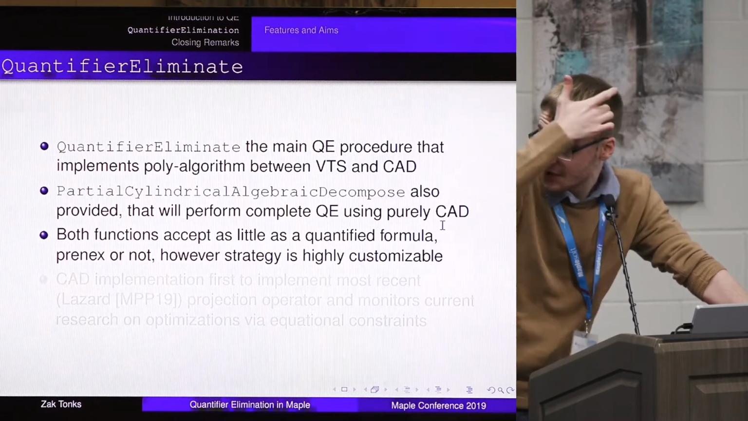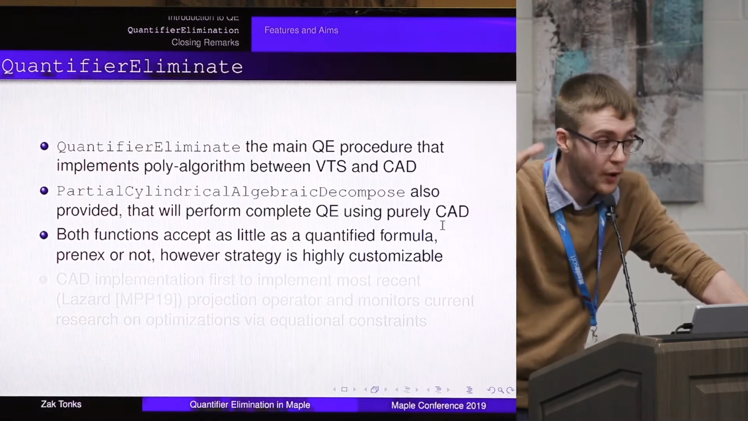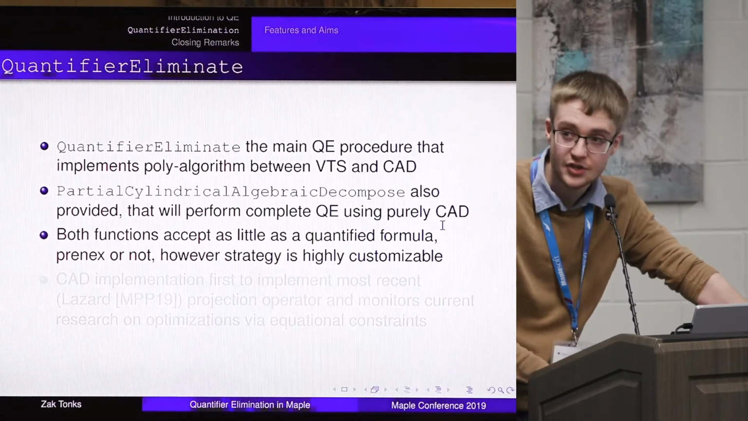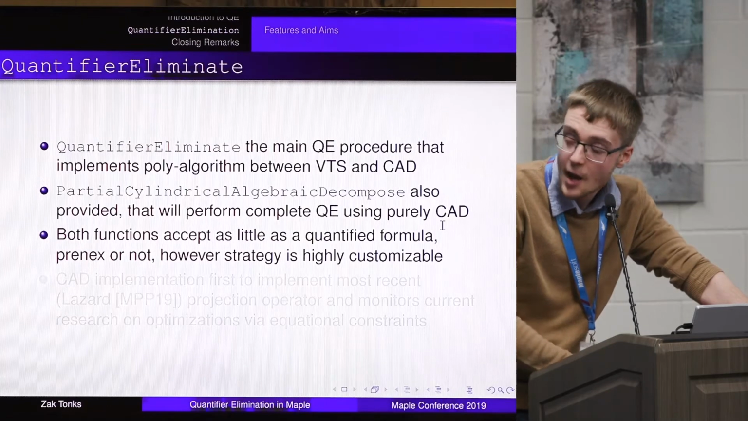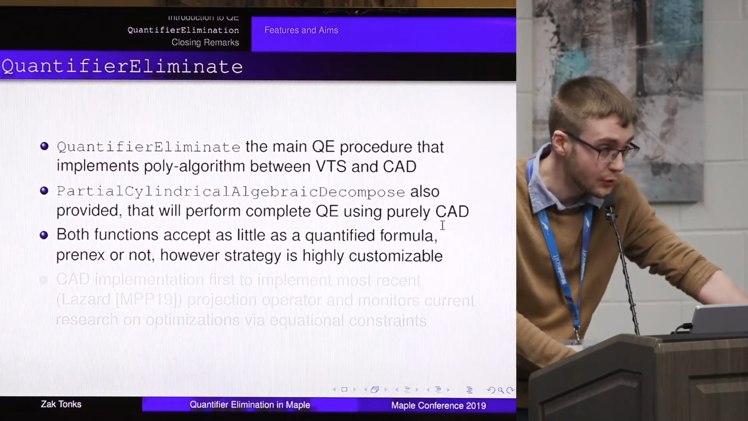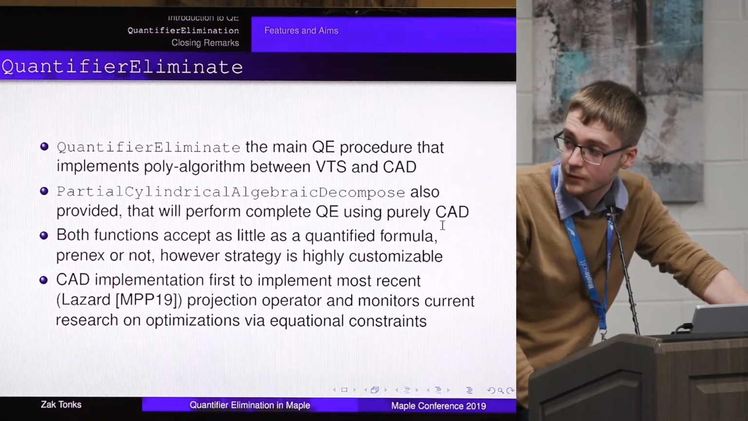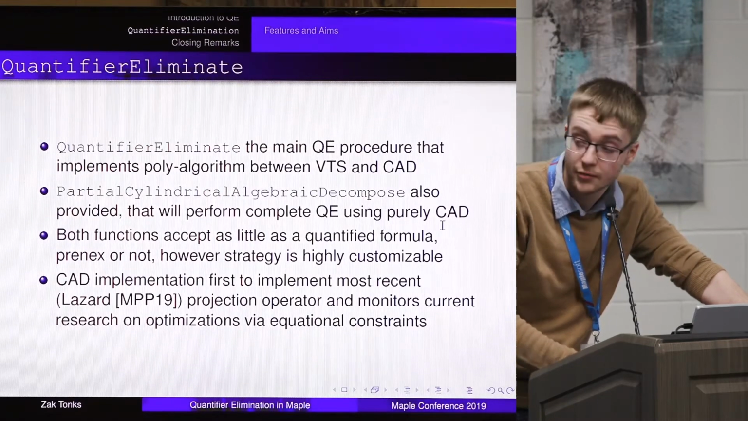And you know, these functions accept as little as a quantified formula. You just put one formula in. You don't need to give it a variable ordering or anything like that, or tell it about any strategy. It'll have defaults, right? But you can customize the strategy if you want. And yeah, the CAD implementation is the first to implement some contemporary research.